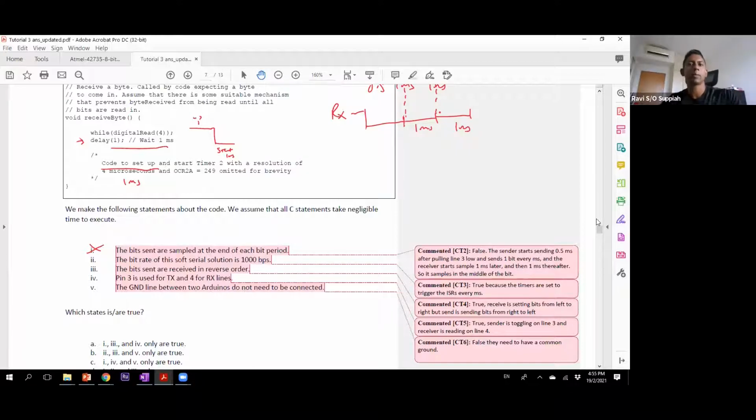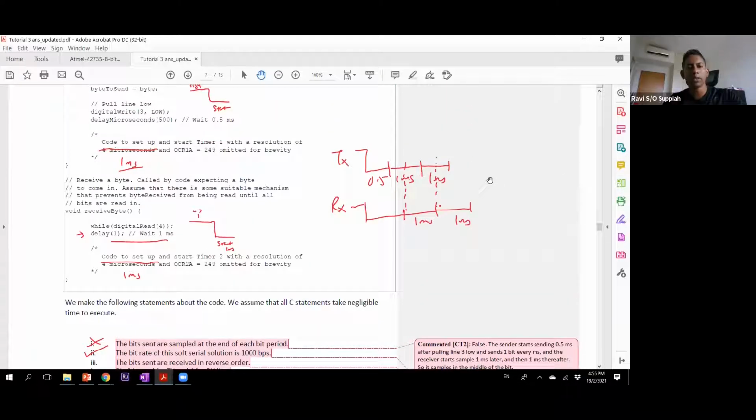Option 2, the bit rate is 1000 bits per second, is true because we are triggering the interrupt every 1 millisecond. So it's equivalent to 1000 bits per second. So this is true. Bits sent are received in the reverse order. So that is what I just showed you, because of the nature of what is happening.